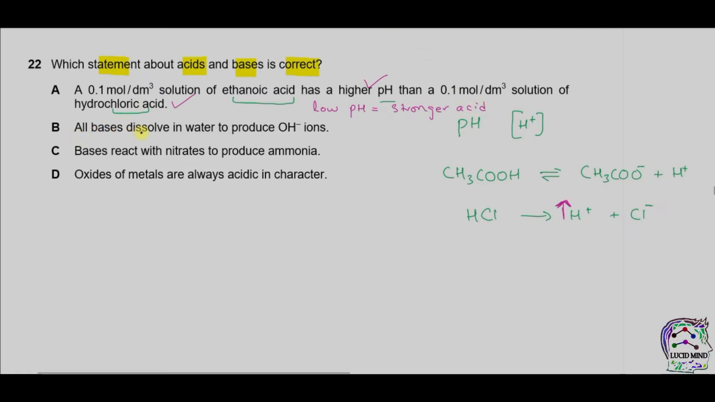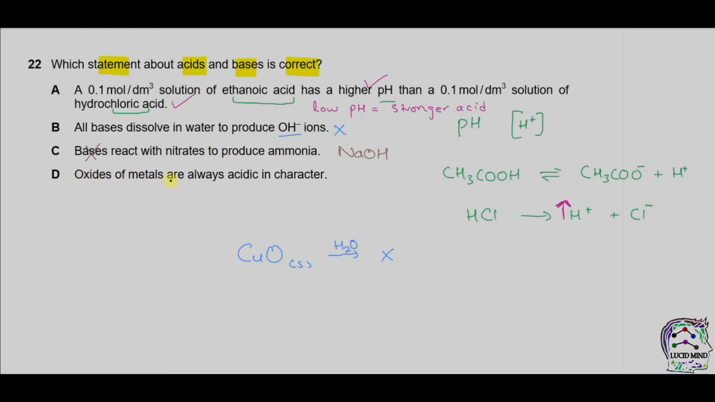Part B. All bases dissolve in water to produce OH negative ions. Now this is not true statement because let's suppose we have copper oxide. Copper oxide is a base, but it does not dissolve in water and therefore does not form OH negative ions. Part C. Bases react with nitrates to produce ammonia. Now it is not actually all the bases, it is only sodium hydroxide, which is an alkali. It can react with nitrates to produce ammonia.